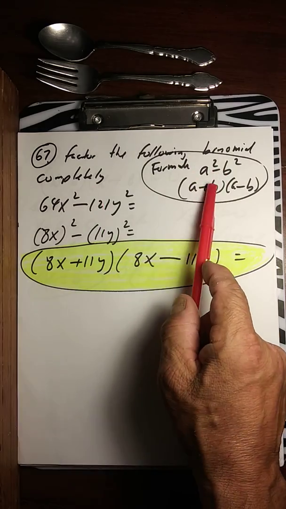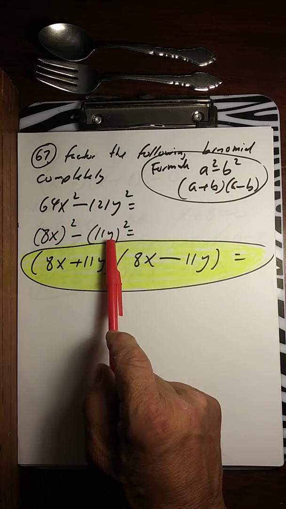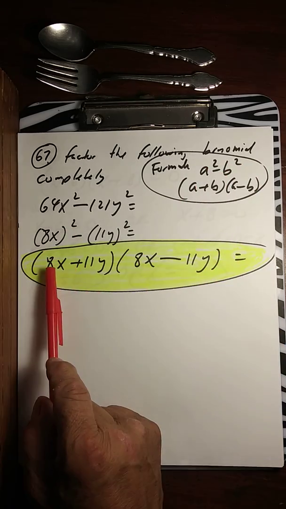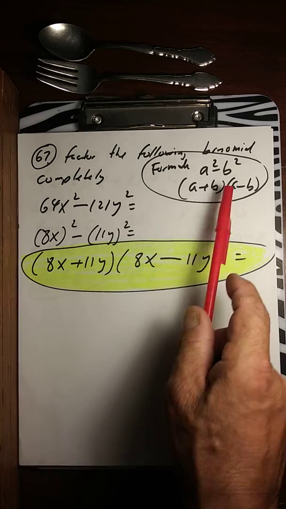Factor the following binomial. A squared minus b squared. So 8 times 8 is 64. 11 times 11 is 121. So now 8x squared minus this. It looks like this formula. Break it into 8x plus 11y and 8x minus 11y, using that formula right there.